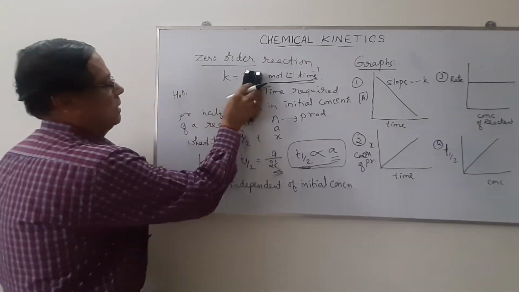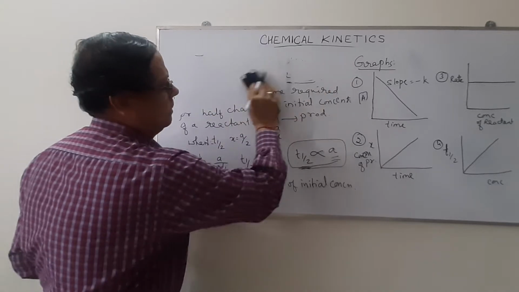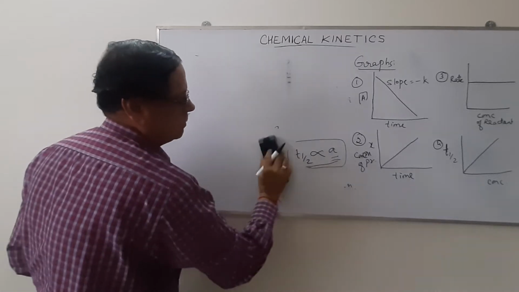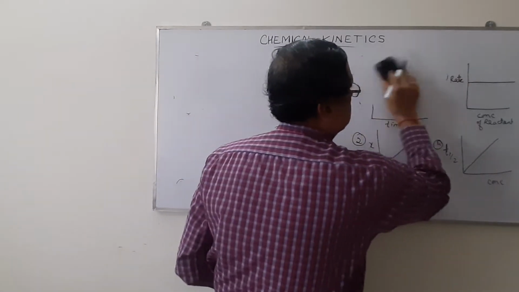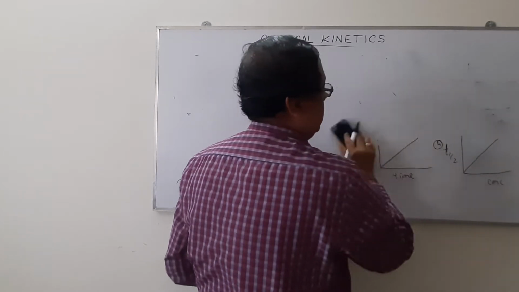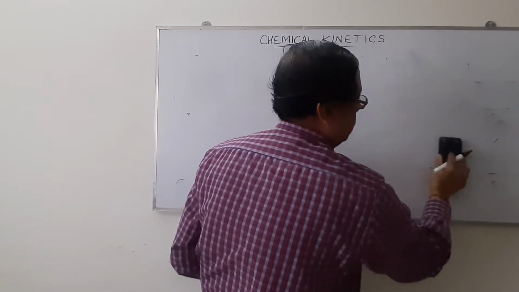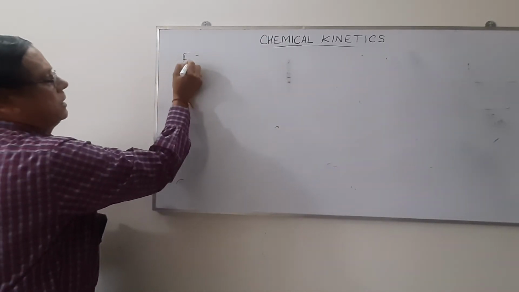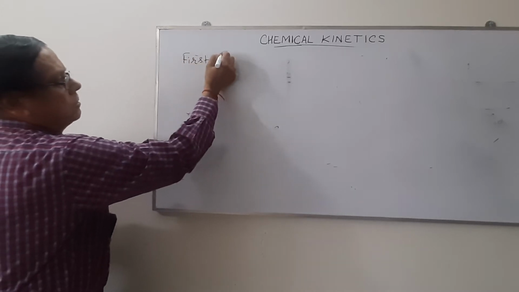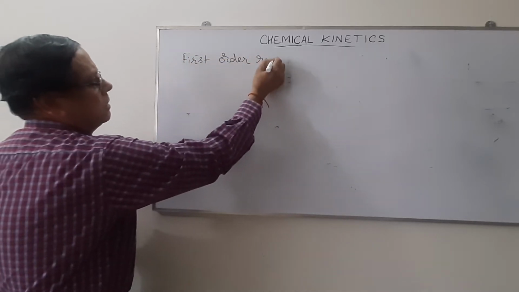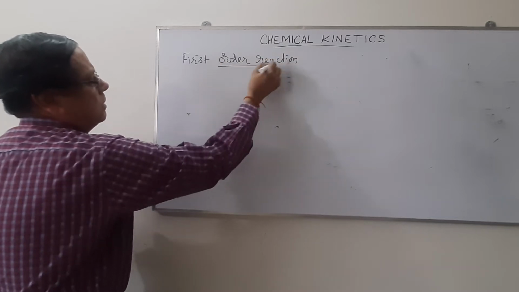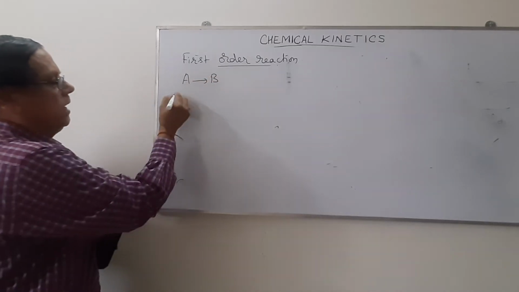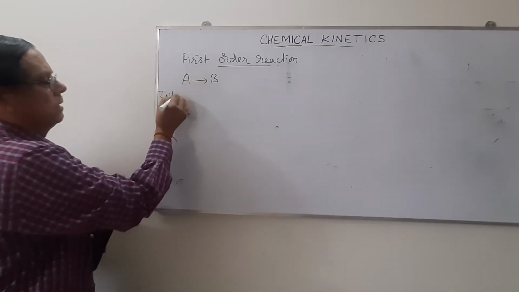Now let us consider the next topic, first order reaction. In case of the first order reaction, we can derive the expression for the rate constant. Consider a reaction A giving rise to some product, that is B. Let us say the initial concentration of this reactant is A.